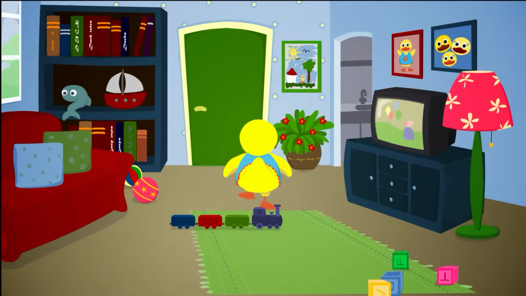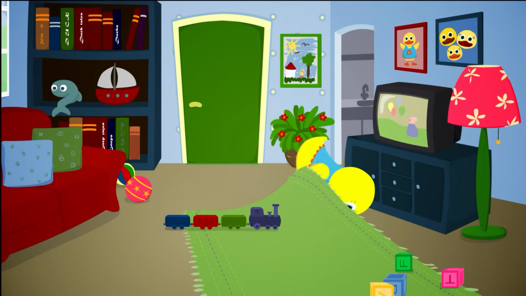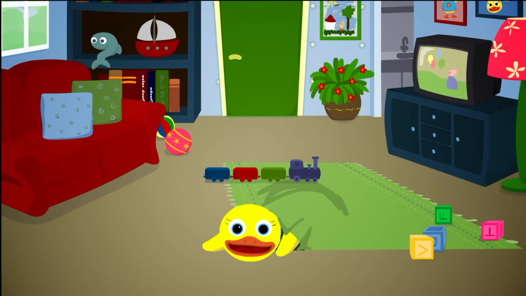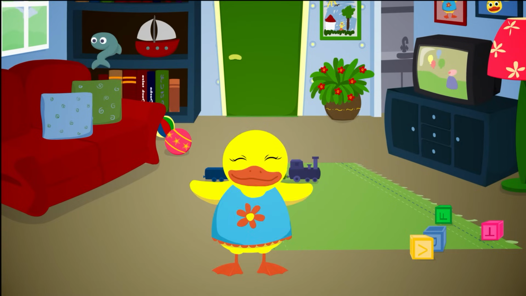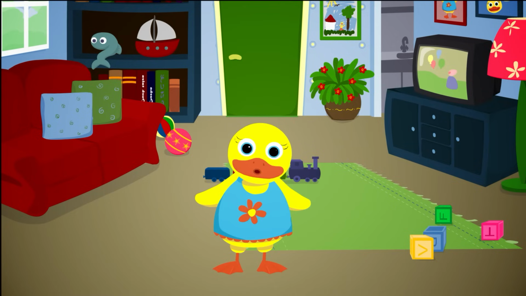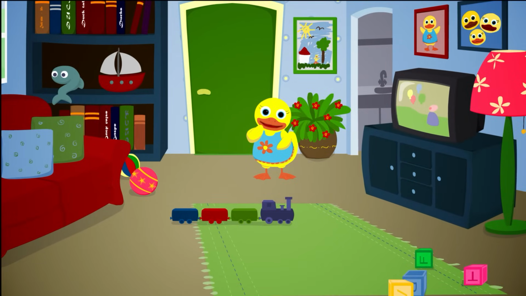What's that? Oh, it's not coming from here. Not coming from here either. Oh. I wonder what that knocking could be. Oh, I know. It's a visitor knocking at the door. Oh, me, oh, my. I wonder who's come by. Who is it?